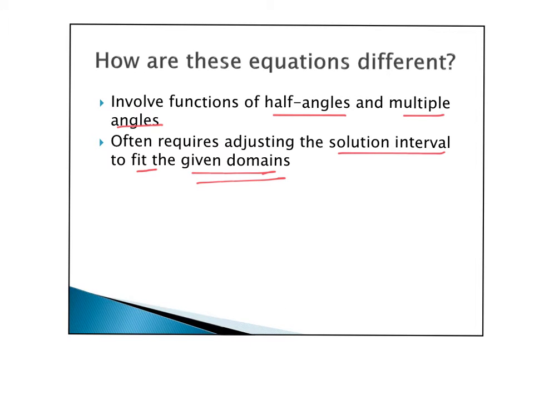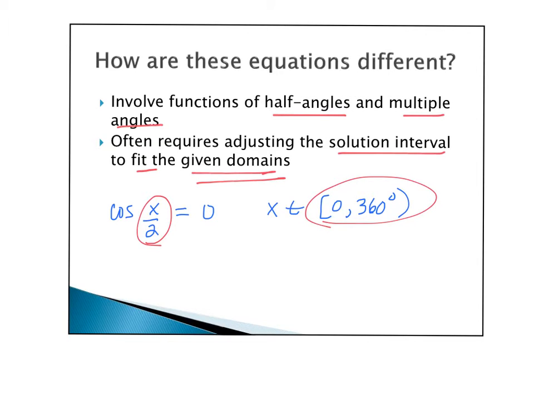For example, let's say I gave you the problem cosine of x divided by 2 is equal to 0, and I told you that I wanted all solutions to be in the interval from 0 to 360. A couple of things to recognize: whatever I see done to my angle is what I want to do to my interval. My angle is being divided by 2, so I'm going to divide my interval by 2, and my new domain for my angle has now become 0 to 180.